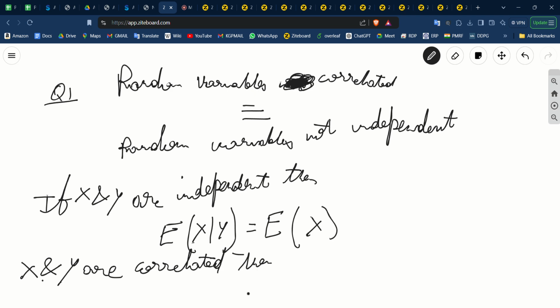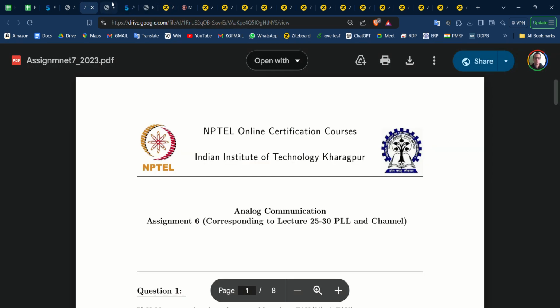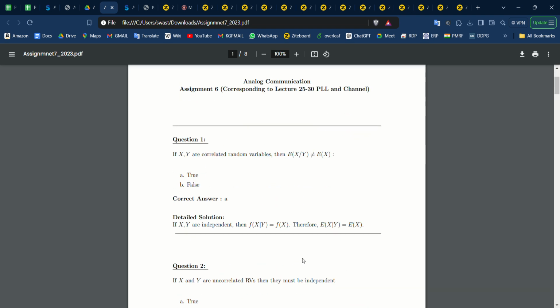Then clearly, if X and Y are correlated, then the expectation of X given Y should not be equal to the expectation of X. From this we come to the conclusion that the statement given here is true. If X and Y are correlated, E of X given Y will not be equal to E of X.